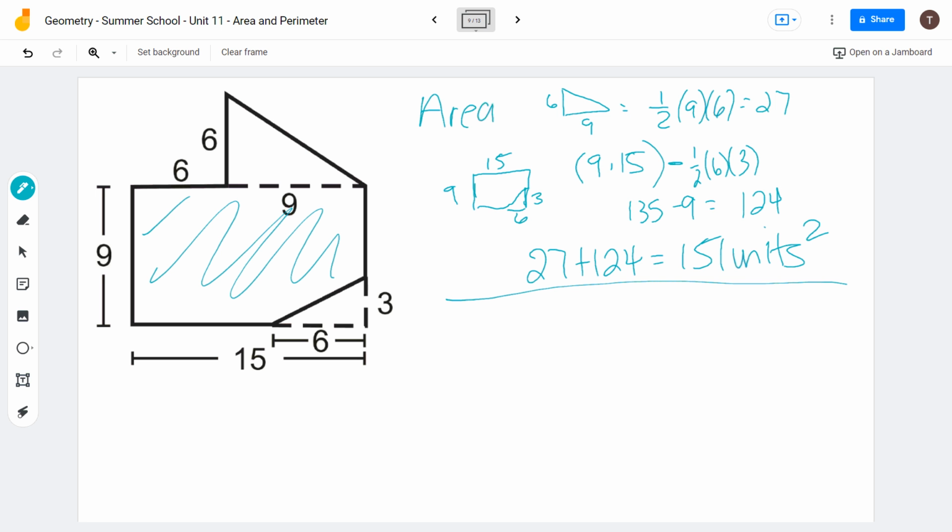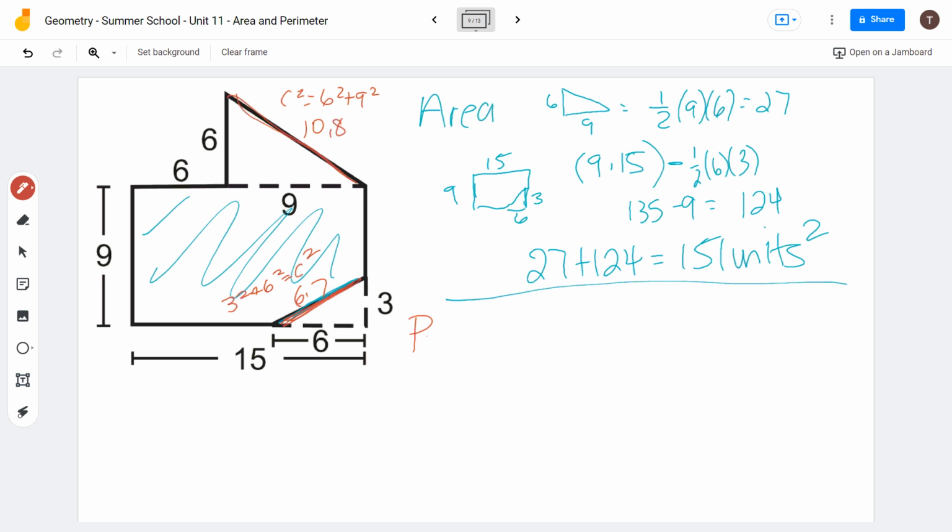All right, perimeter. Let's see here. I need to know this, and I need to know that. You're not always going to have to do the Pythagorean theorem, I don't want you to think that, but these ones just happen to need it. So if I solve that, 6 squared plus 9 squared, and take the square root, I get 10.8 for this. For this one, it would be 3 squared plus 6 squared equals c squared. So the square root of 45, and I would get 6.7.